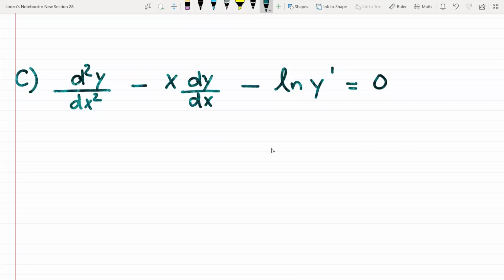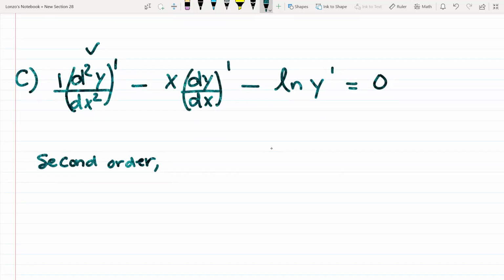Okay, C, let's look at the order. What's the highest derivative? It is this one, and that is a second derivative, so that would be second order. And then let's look at each term. There are 1, 2, 3, 4 terms. This first one, I think this is fine because it is to the power of 1 and has a coefficient of 1. This one, I also believe it's fine because the derivative is to the power of 1, and this has a coefficient of x. That's fine, right? This is fine as long as the x is not a y.